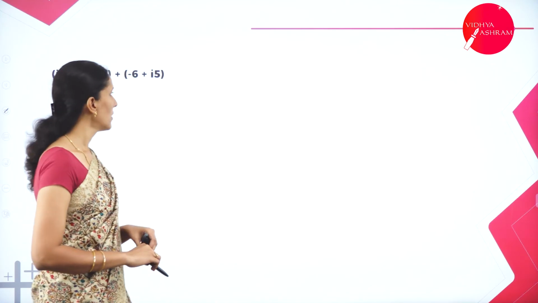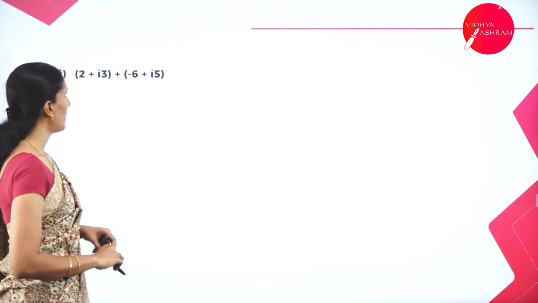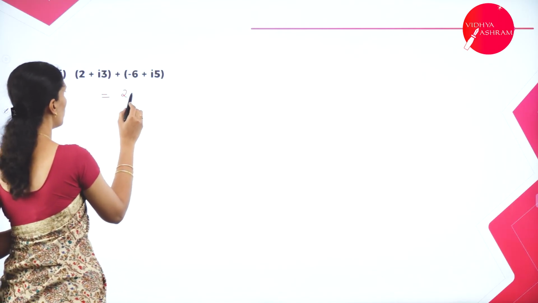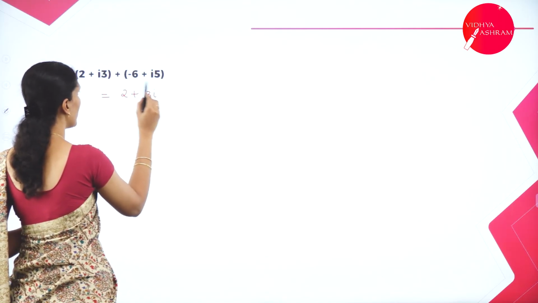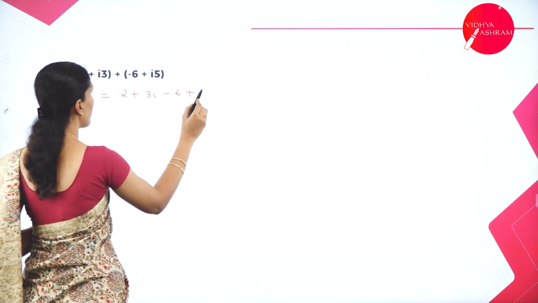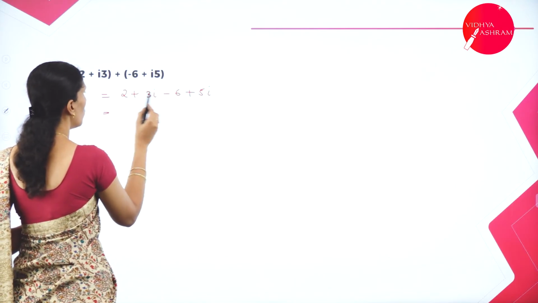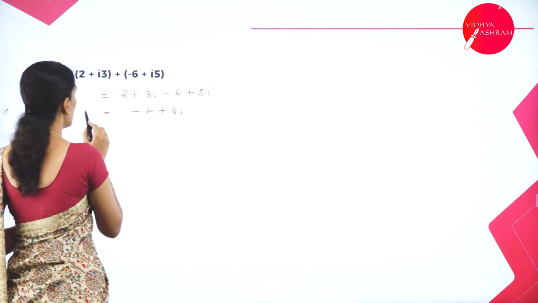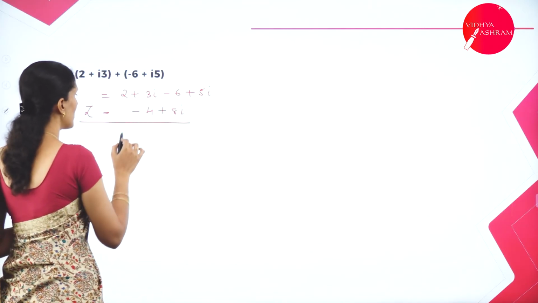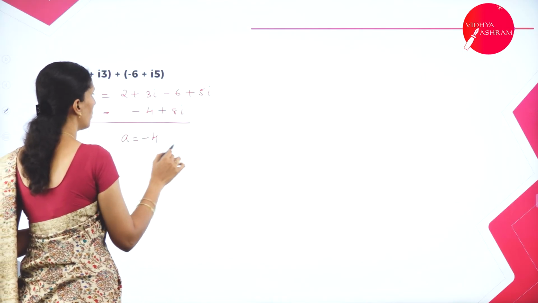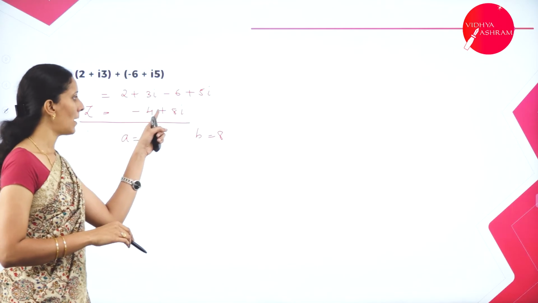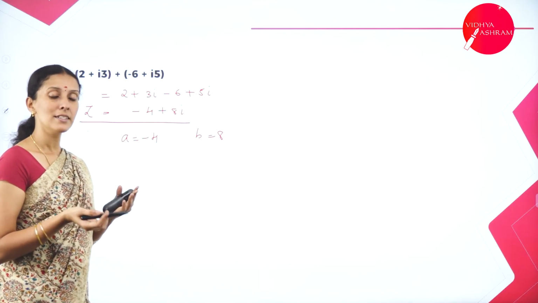Next we come across (2 plus i3) plus (minus 6 plus i5). So just write this as 2 plus 3i minus 6 plus 5i. 2 minus 6 is minus 4, plus 8i. So you can express here a is equal to minus 4, b is equal to 8. Therefore this is in the form of a plus ib or a plus bi.